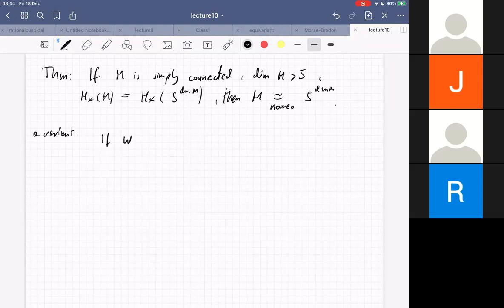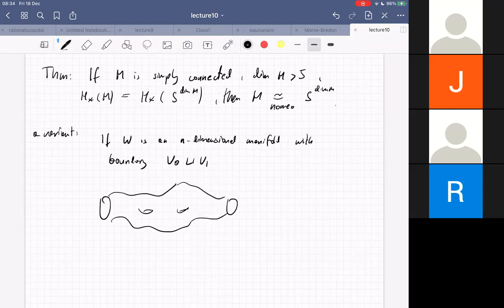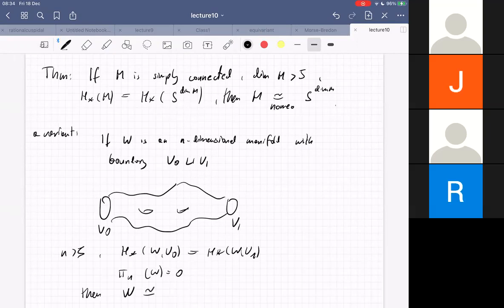If W is an n-dimensional manifold with boundary V0, V1, n is greater than 5, H star of W, V0 is equal to H star of W, V1, and pi 1 of W is 0, then W is homeomorphic to, actually here it's diffeomorphic to V0 cross [0, 1]. So this condition is called the H cobordism condition. Let's call it H cobordism.